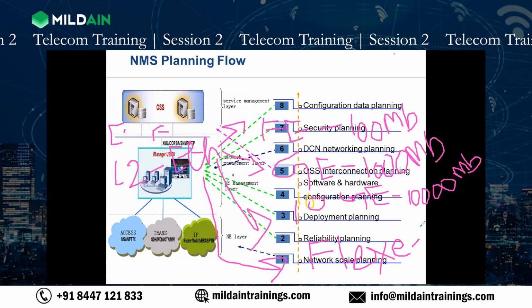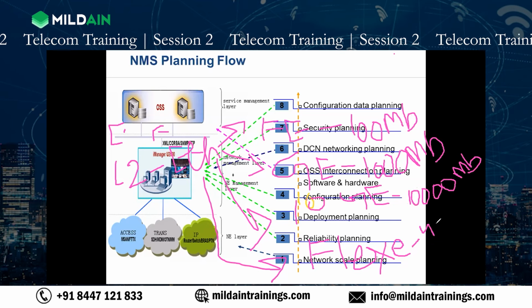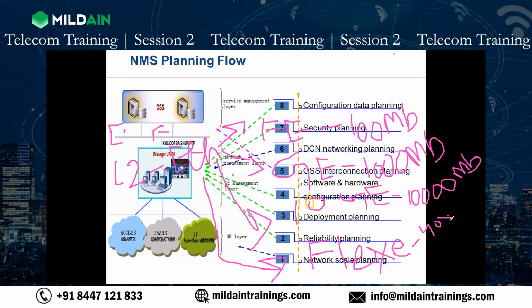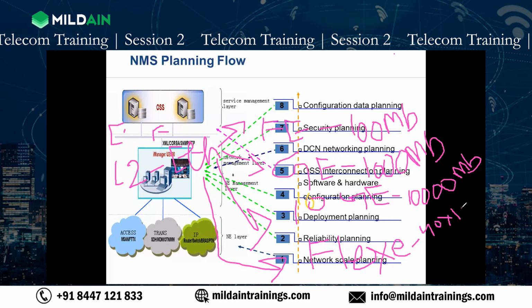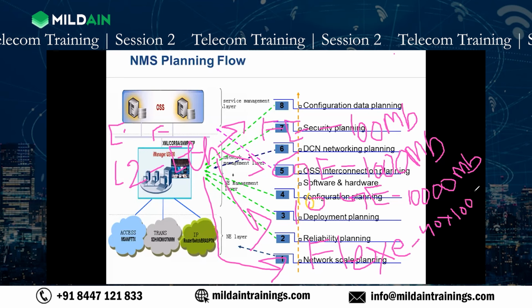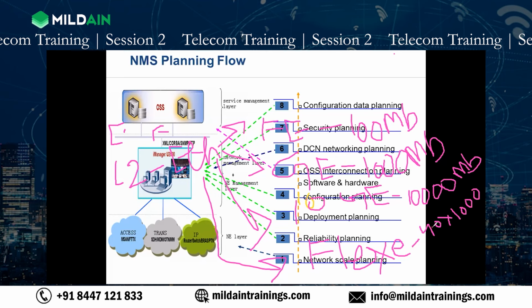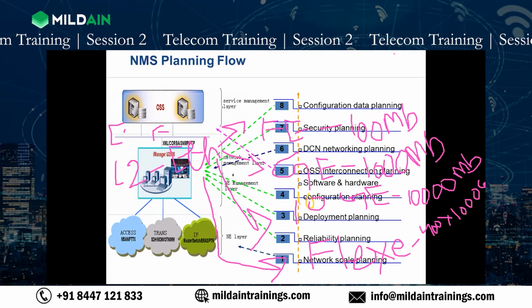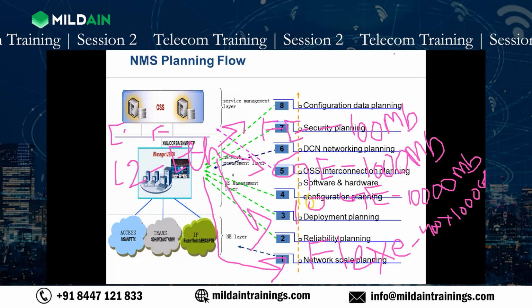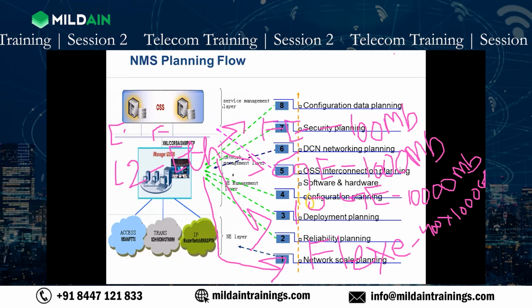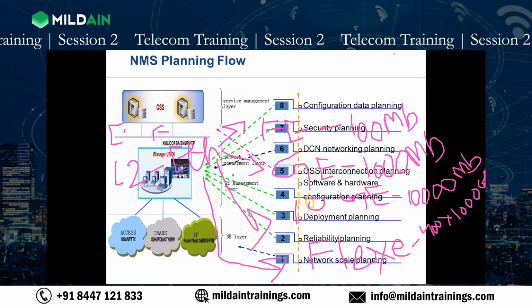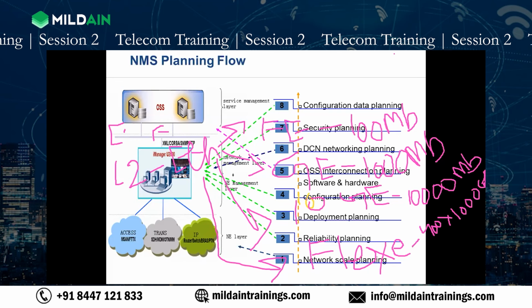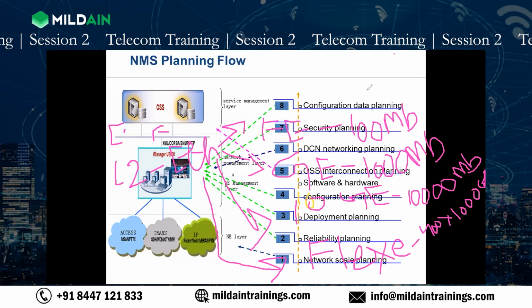Flex E is 400 gigabit. 400 gigabit means 40 into 1,000, so 400 giga means 1000 MB. You need to remember this. Flex E is only talked about when 5G is there, otherwise there is no need to talk about it. Any questions from the Ethernet side? No, sir, clear.